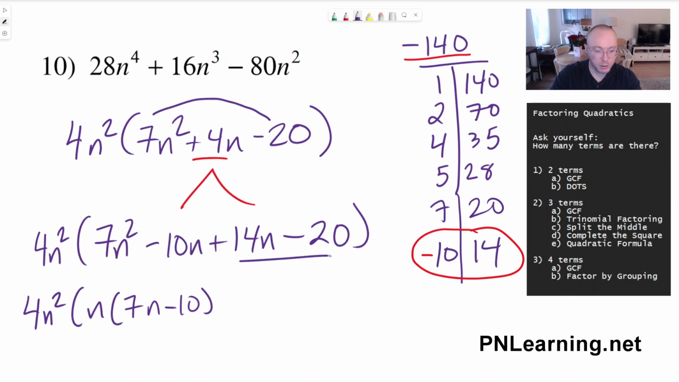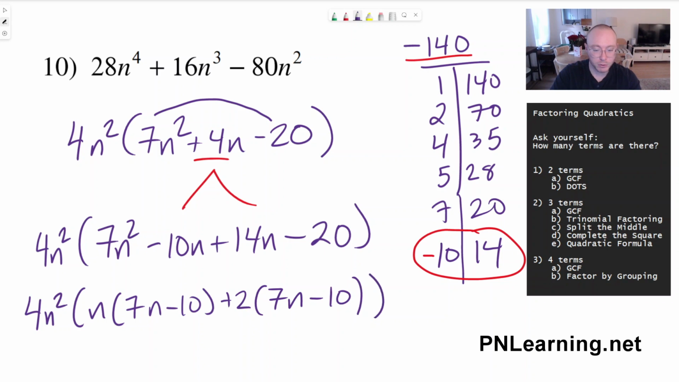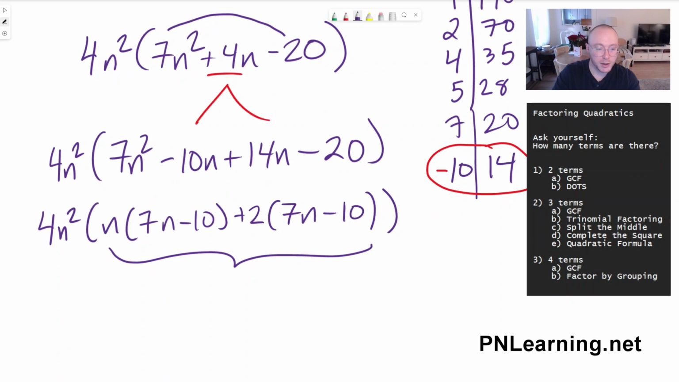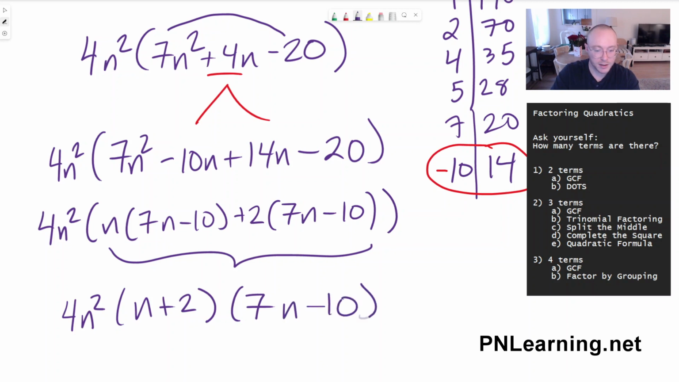And then over here, for 14n minus 20, we have a common factor of 2. So if we take out a positive 2, we would be left with 7n minus 10. And don't forget there's 2 layers of parentheses here. So our last step would be to rewrite everything here in the parentheses as 2 binomial factors. So the 4n squared keeps working its way down, and then we're going to get n plus 2 for one of the factors, and the stuff on the inside, 7n minus 10. And that's it. That is now completely factored.